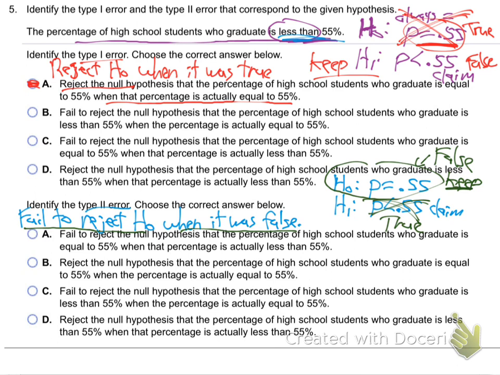Okay, so what would that mean in real life? We kept the null, so we failed to reject the null. We kept it when that percentage is actually less than 0.55. Yeah, it's actually true that it's less than 0.55. That's the right answer. You could check this one, failed to reject, but it says it's actually equal to. No, it's actually less than. So it's A.